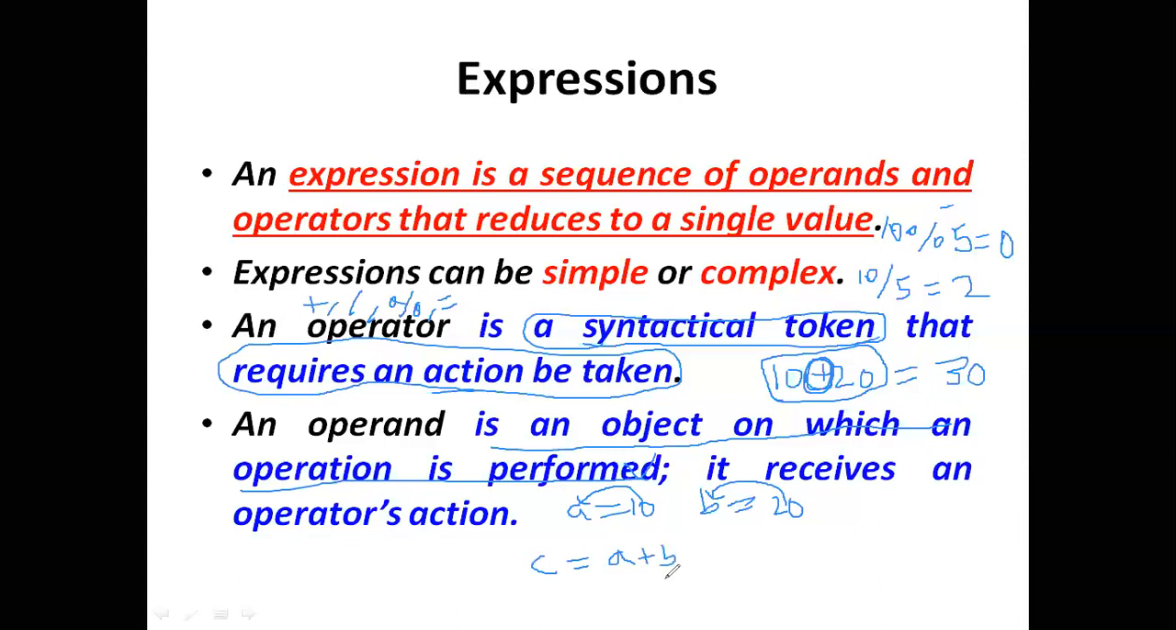Here, which things are operands? C is one operand, A is one operand, and B is one operand. Assignment is one operator, and plus is one operator. The action performed is 10 plus 20, which gives the result 30. That 30 is going to be stored inside c.